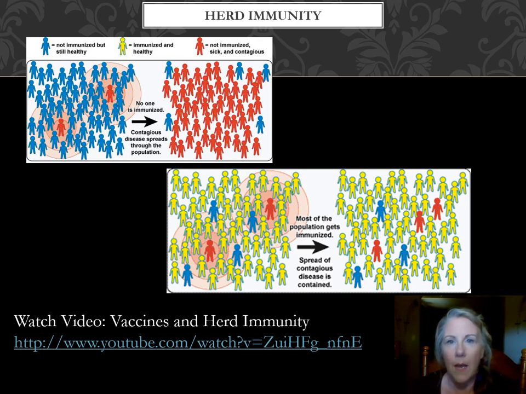And what happens when we have sick and contagious people? Those are in the red, right? So the likelihood of them coming into contact with the blue individuals becomes lower. So if most of the people in the population get immunized, we increase the numbers of people who will not become sick with it, then the spread of that contagious disease is contained, right? We can contain that, and we can actually protect others who were not immunized.